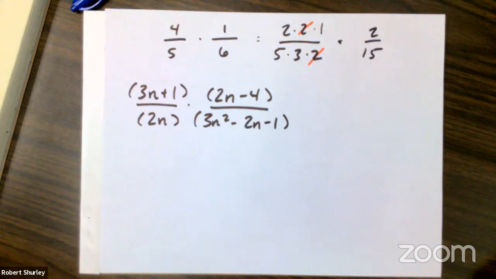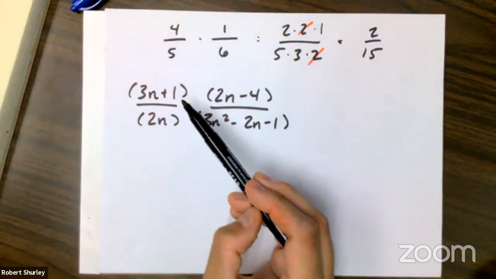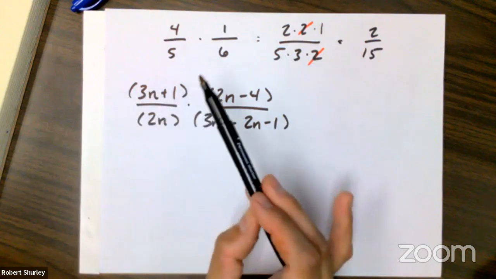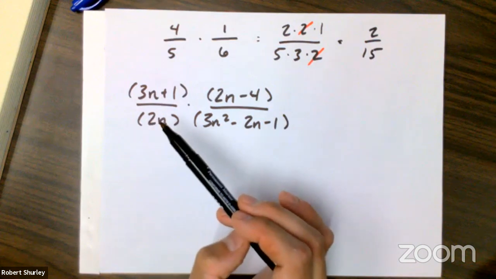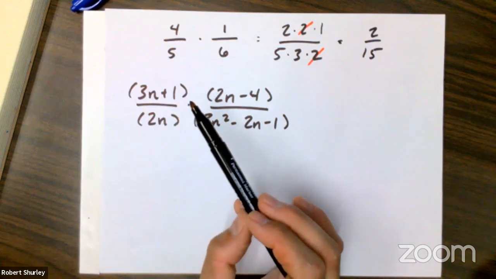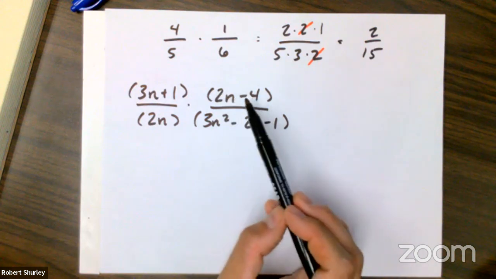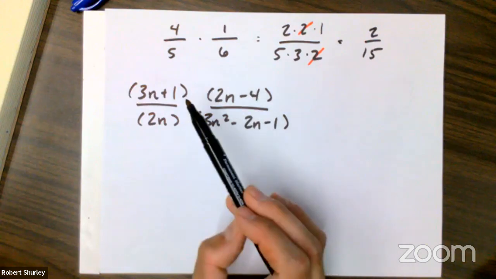Okay. And then I'm going to look at every single set of parentheses and factor them completely if they can be factored. Like if we look at this first top left parentheses, there's nothing that can be factored. 3n plus 1, there's no common factor. So I'm good there. 2n, same thing. Nothing factors. It's a single term. So nothing factors out of a single term. So now I'm going to go to this top parentheses and I see that something does factor. 2n minus 4, I can factor a 2 out here.